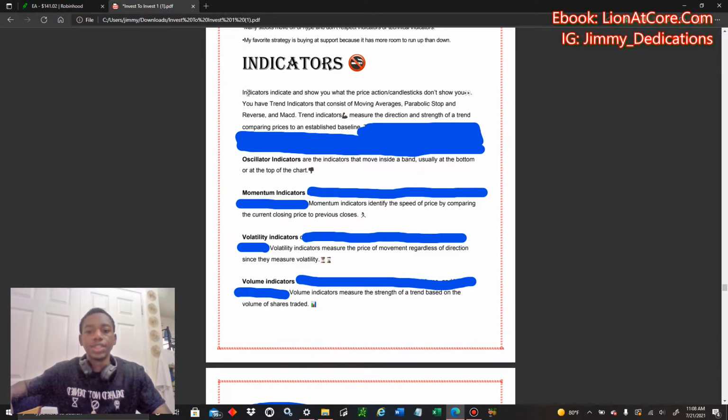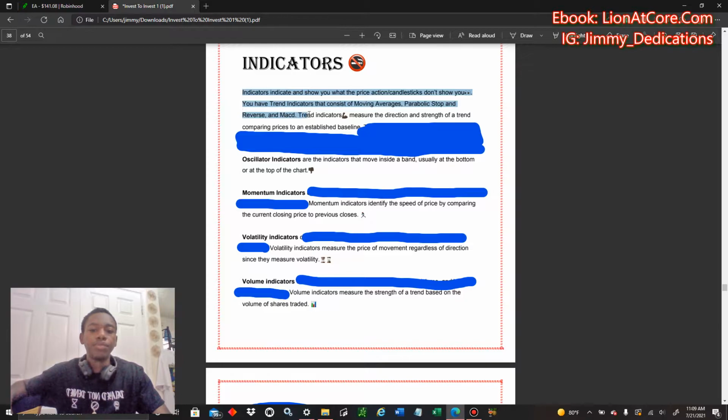But we're gonna get into this because this is like the other half that y'all didn't see. Indicators indicate and show you what the price action, the candlesticks, don't show you. You have trend indicators that consist of moving averages, parabolic stop and reverse, and MACD. Trend indicators measure the direction and strength of a trend compared to an established baseline. And there's some more good stuff, but I can't give everything out for free.